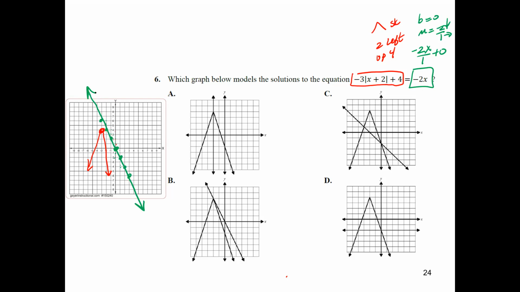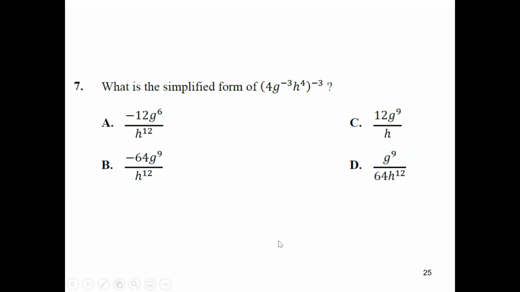So then looking at this, which graph matched this? I think the one that best represents this graph is probably B. So that will be your answer. Okay, let's go on to number 7. For number 7, we're going to move on to exponents. So we're done with transformations.